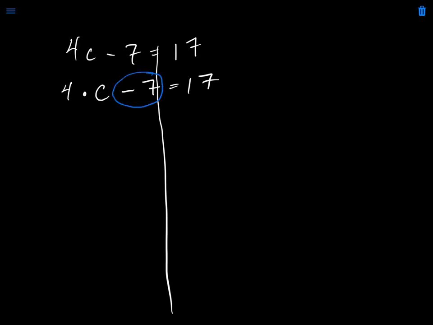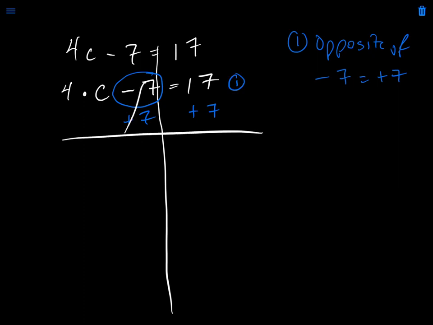I need to focus first on this part right here. So I'm going to do the first step. I'm going to do the opposite of minus 7, which means I'm going to add 7. But what I do to one side, I do the same to the other side. So that was step 1. After I do that, I bring down the 4 times c. Negative 7 plus 7 goes away, and we have 17 plus 7, which is 24.